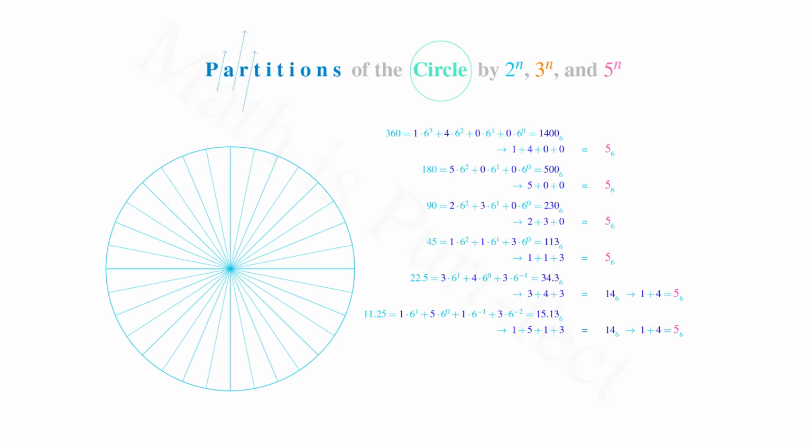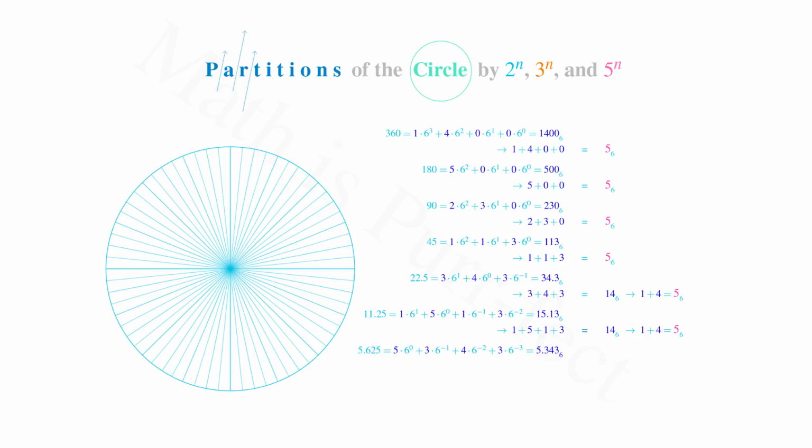Partitioning the circle into 64 gives us 5.625 degrees, or 5 times 1, 6 to the 0th, plus 3 times 6 inverse, which we know now is 1/2, plus 4 times 6 to the minus 2nd, or 1/9, plus 3 times 6 to the minus 3rd, or 1/72. This gives us a value of 5.343 base 6. Reducing to 5 plus 3 plus 4 plus 3 is going to be twice 6 plus 3, or 23 base 6. This further reduces to 2 plus 3, or 5 base 6.